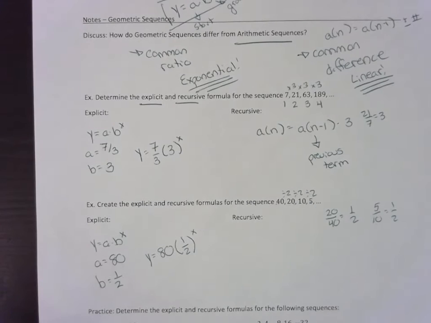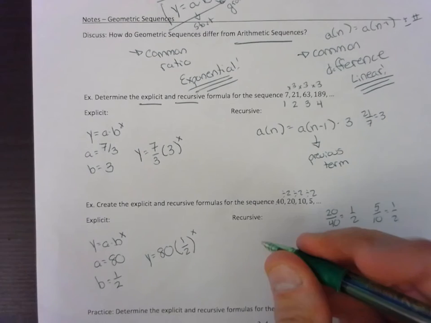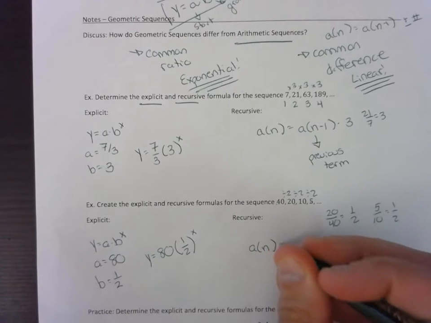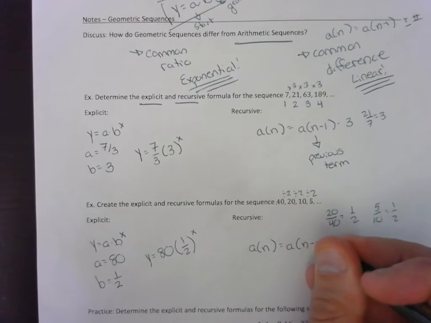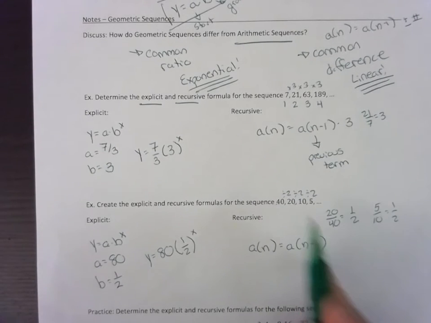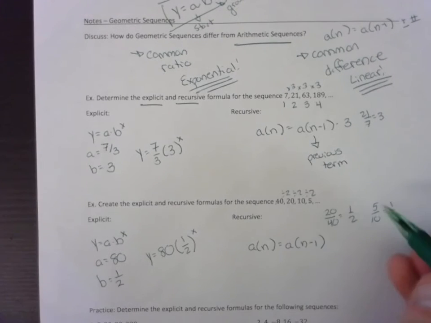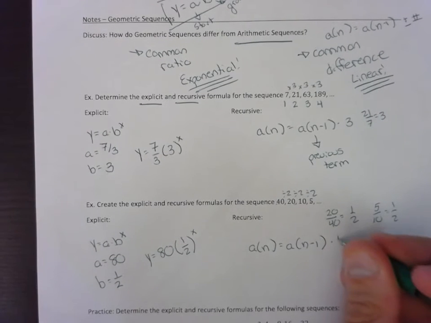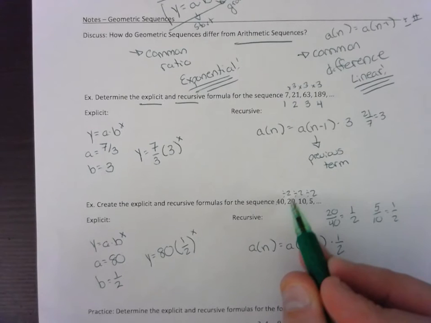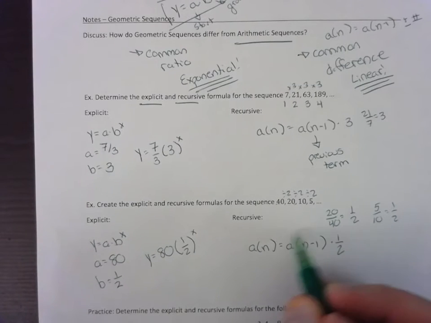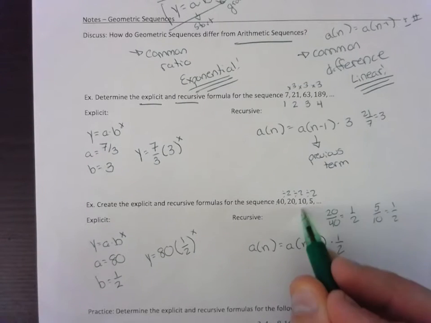Recursive, same concept. I take my previous value, or my previous term, and what do I do with it? I'm multiplying by 1/2. I'm taking 40, multiplying by 1/2 to get to 20. I'm taking 20, multiplying by 1/2 to get to 10. I'm taking 10, multiplying by 1/2 to get to 5.